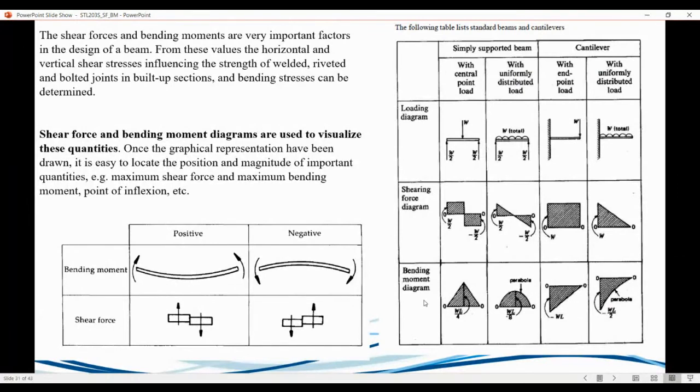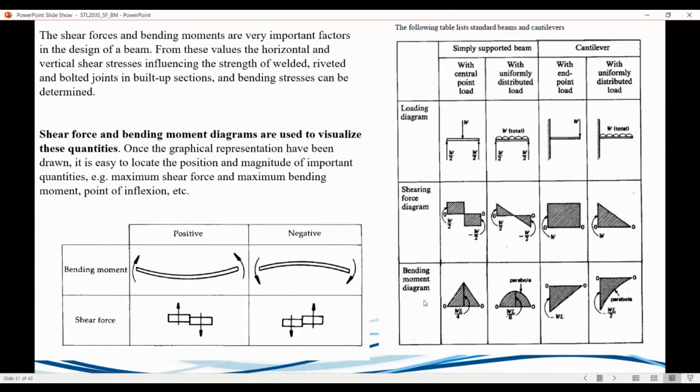Anyway, just some important things to know. So they say the shear force and bending moments are very important factors in the design of a beam. From these values, horizontal and vertical shear stresses influence the strength of welded, rivet, and bolt joints, bolted sections, and bending stresses are determined. So always think of shear stresses more for the joints, whereas your bending is for the beam itself. Shear force and bending moment diagrams are used to visualize these quantities. That is the central premise of this chapter. You will be required to sketch shear force diagrams and bending moment diagrams, right?